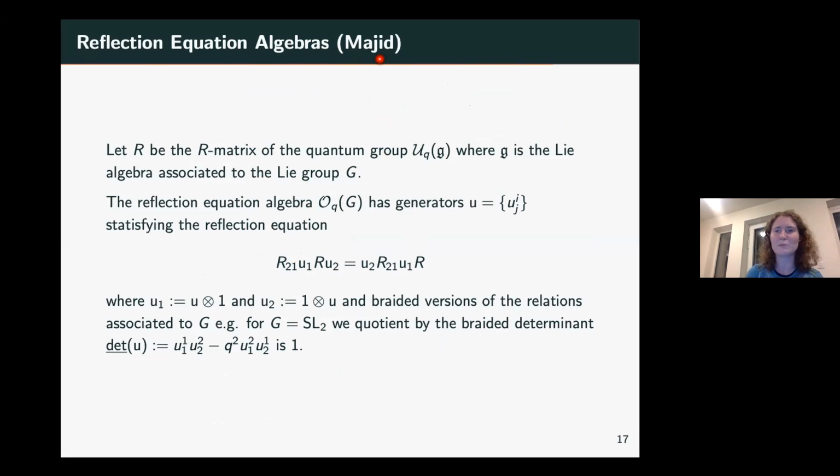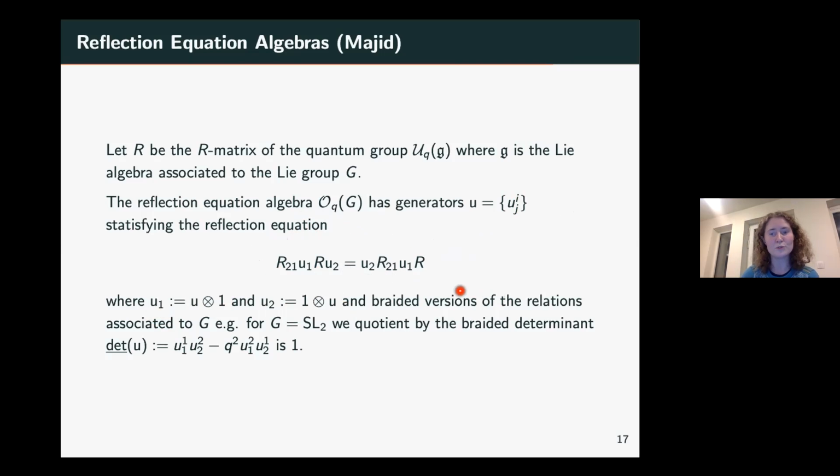I've given the reference Majid. It's not because he invented them, as far as I know, but because the reference to Majid has a nice account, which is written down in one place. But basically, a reflection equation algebra has a bunch of generators, so n squared generators, and it satisfies the reflection equation, which is controlled by the R matrix you've chosen, and these U1 and U2 are just the correct tensors with the identity matrix.